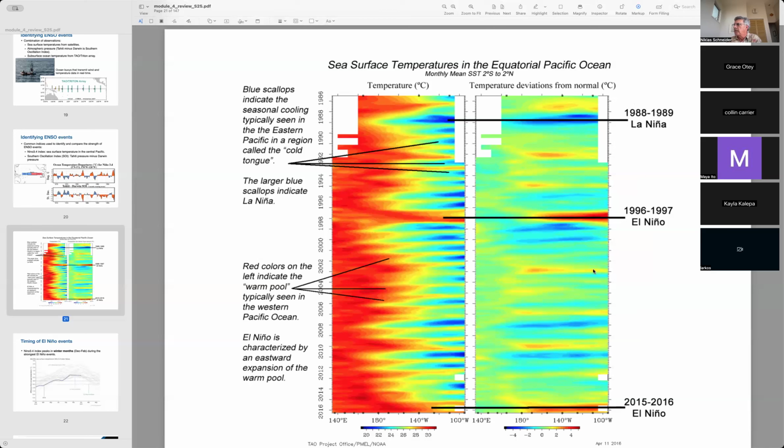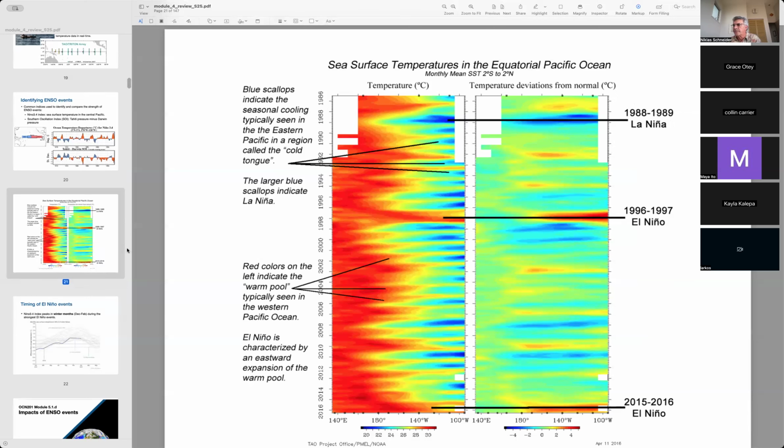You see very nicely this evolution, the development of very warm sea surface temperatures in the east associated with the El Nino conditions in this period. This is 1996, 1997 El Nino condition. Here we have the 2015, 2016 El Nino. We also see the opposite happens during La Ninas when we have anomalously cold sea surface temperatures in the east. You see this here even in the full temperature. You see it very clearly, this evolution of cold sea surface temperatures with the La Nina of 1988, 1989.